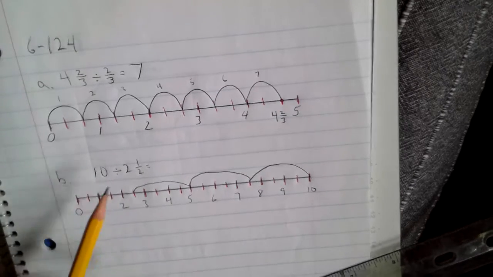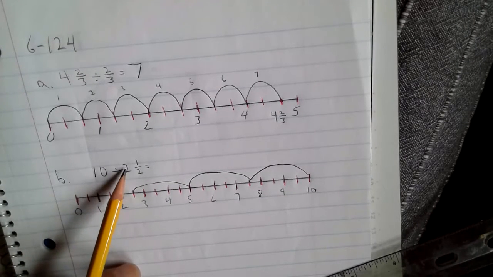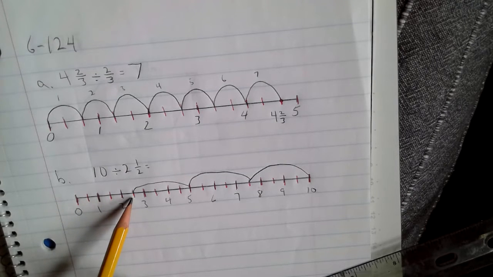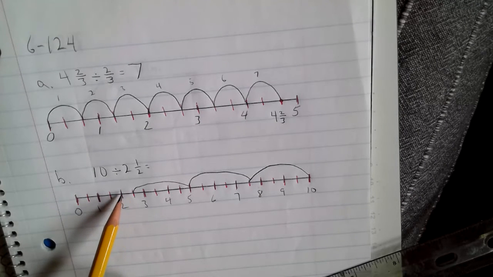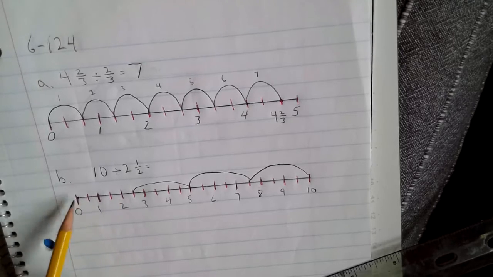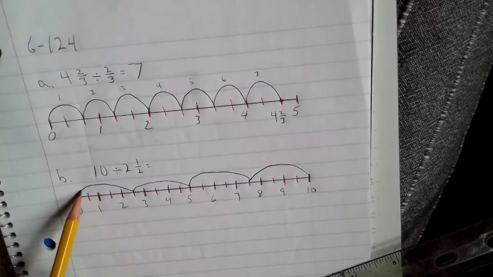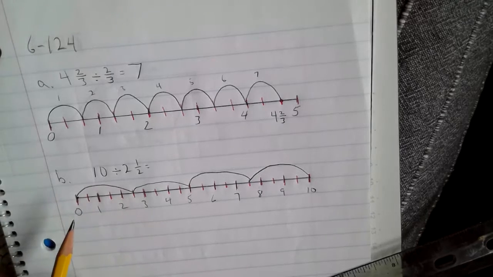My last complete group that I need to take out of 2 and 1/2, I'm at half. Let me go ahead and start. Here's half, and then 2 more, 1, 2. We get right to 0. A whole number, no remaining values. Excellent.